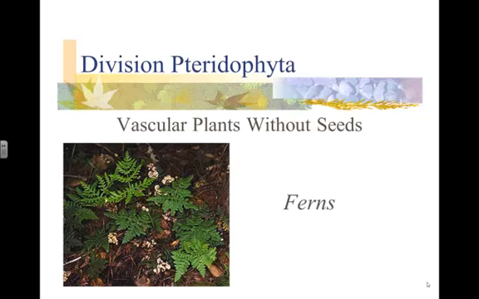Now let's look at our second division. The second division that we're looking at today is Pteridophyta. Pteridophyta. And that's the vascular plants that do not have seeds. So they have xylem and phloem, but they never produce a flower and they never have seeds. And the typical example that we're going to study is a fern.